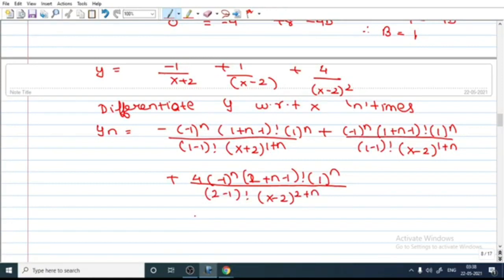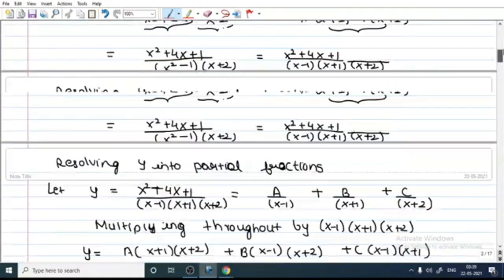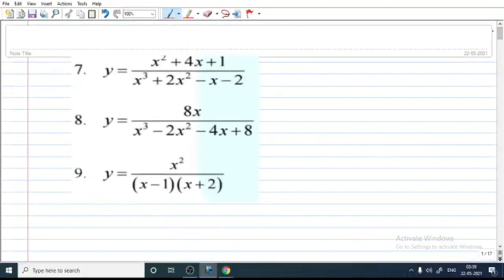Okay, now let's move on to the next question, which is given as follows. Let me take the page. So the question is y equals x cube the whole upon x minus 1 into x plus 2. So how will we solve this?